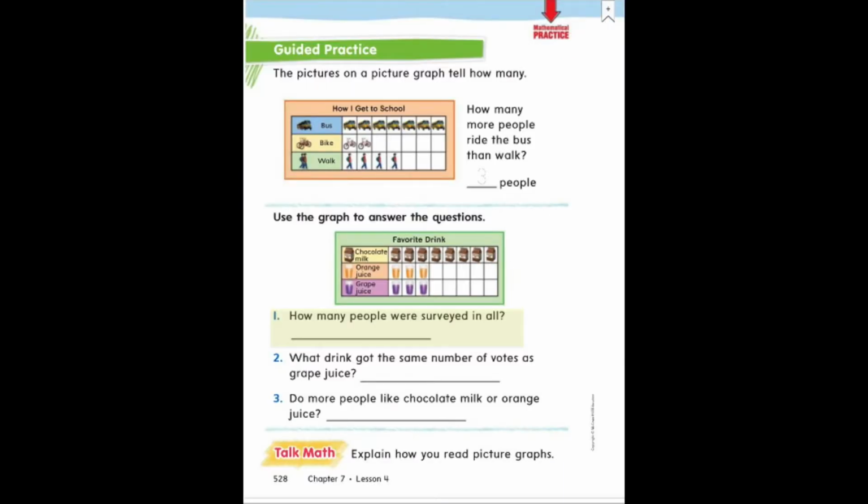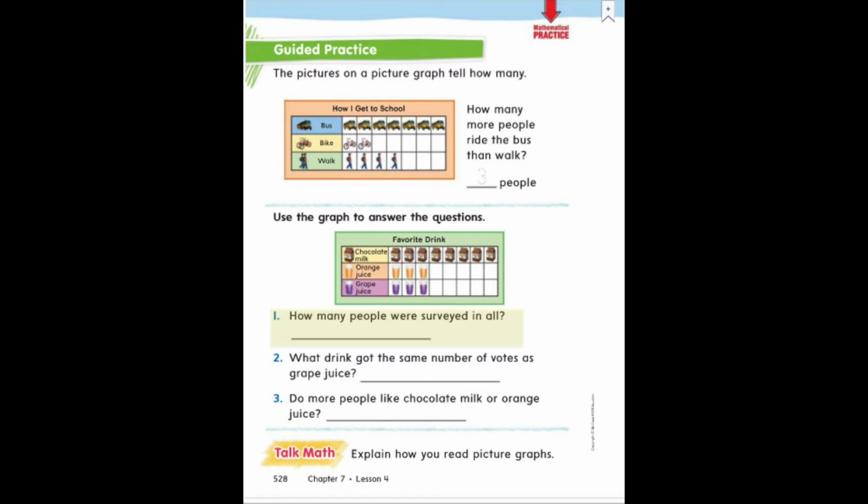The next page explains that the pictures on a picture graph tell how many. There's a question at the top of this page. It says, how many more people ride the bus than walk? A strategy you can use to solve this is to match up the pictures for the bus and the walk.